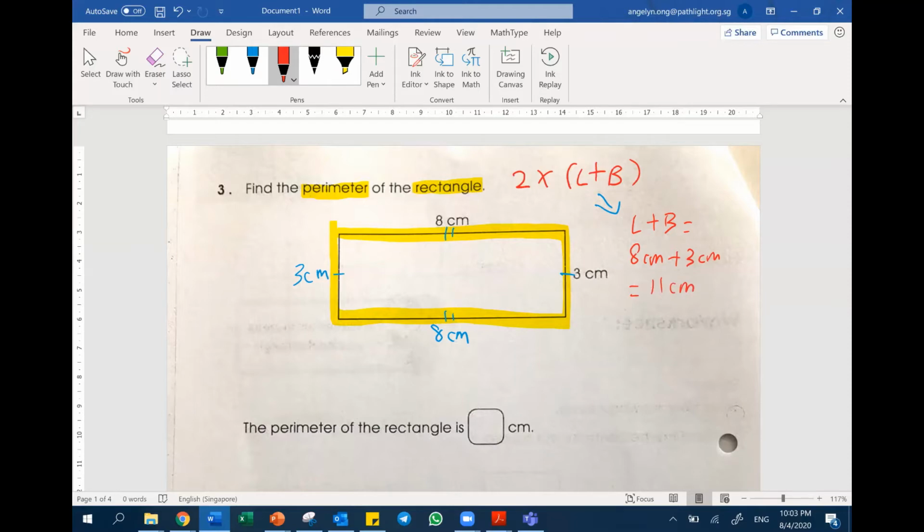So I take 11 cm multiplied by 2 equals to, okay, if you need help, you can do working. 11 times 2, 2 times 1 is 2, and 2 times 1 again is 2. 22. It's 22 cm. Okay, perimeter of this rectangle is 22 cm. If it's all okay, let's move on to question 4.